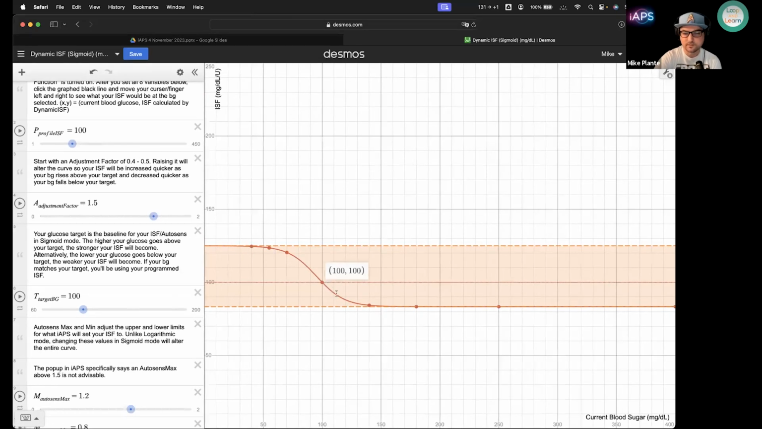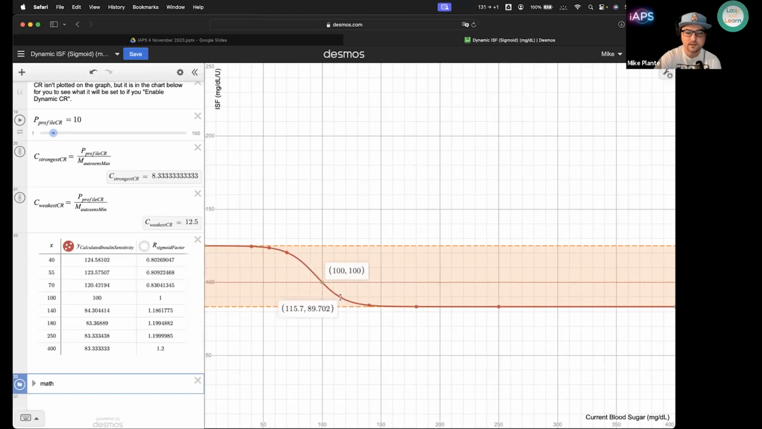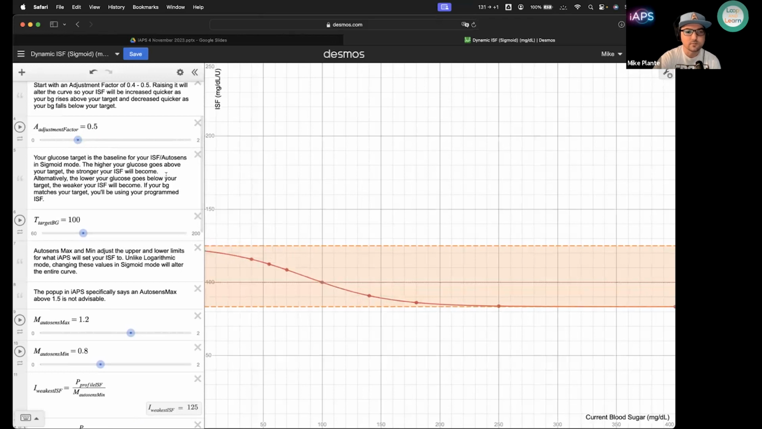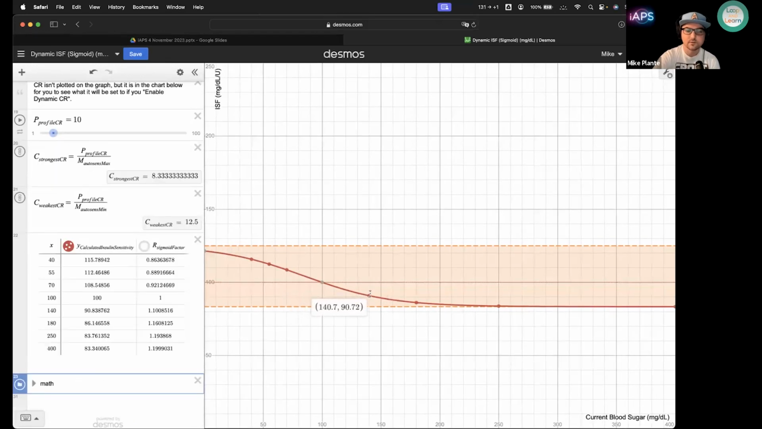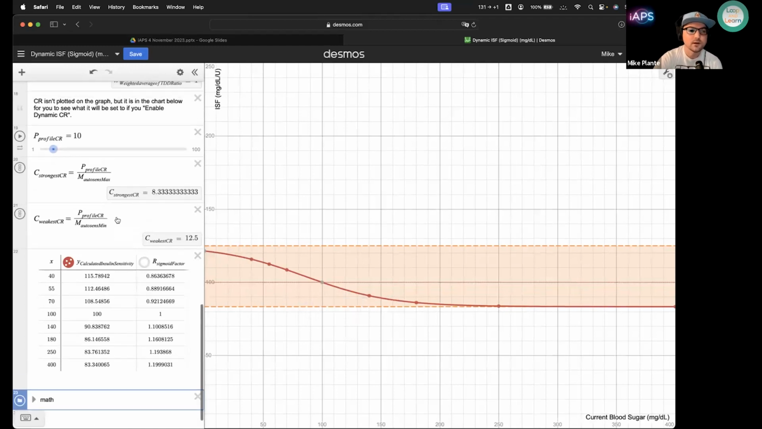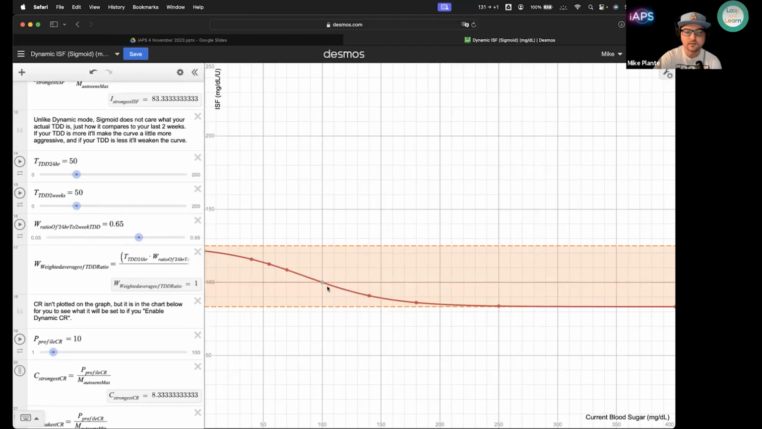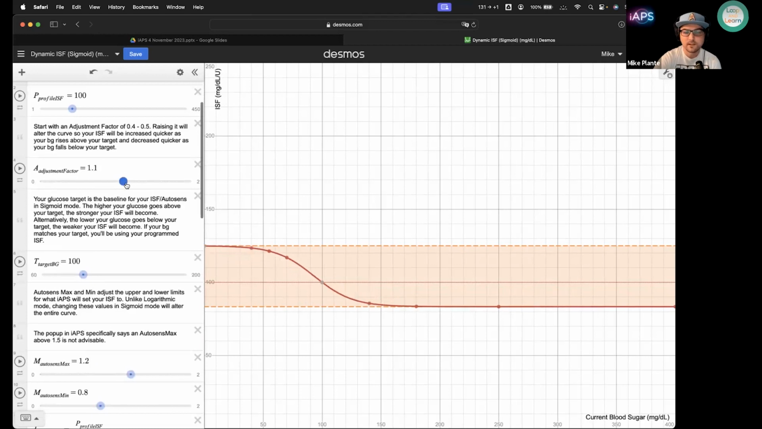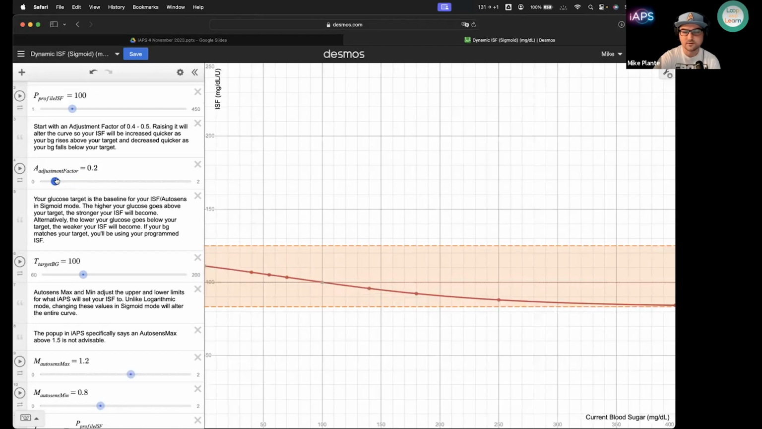So for this one, you only need to get to 115 blood sugar before your ISF is increased to 90, whereas if it was down to something more reasonable like 0.5, it wouldn't hit 90 until like 140. So if you want it to increase your ISF faster, sooner in your blood sugar rising, you would increase the adjustment factor. And if you wanted it to more slowly increase, you would decrease the adjustment factor. But 0.5 is a good starting point for most people.